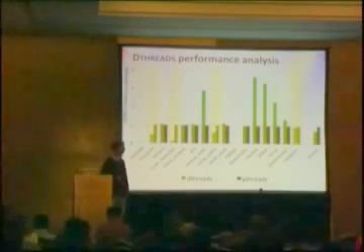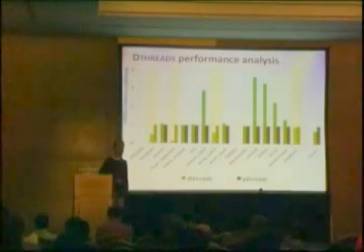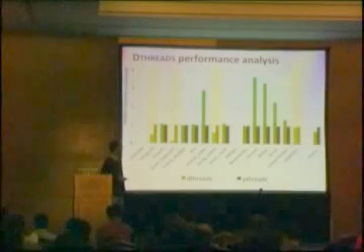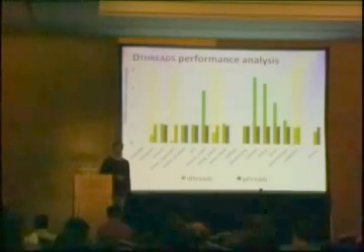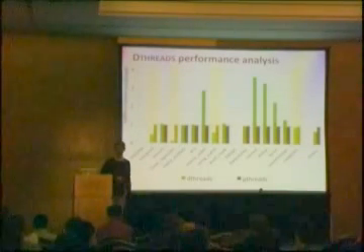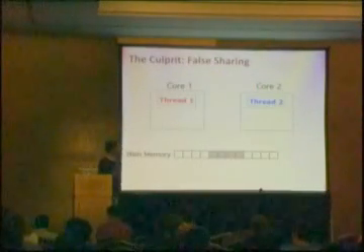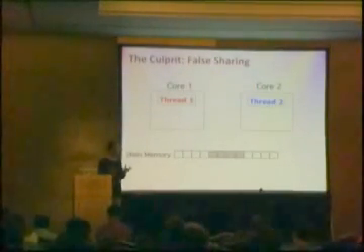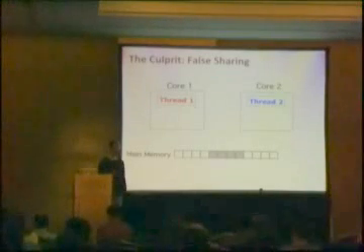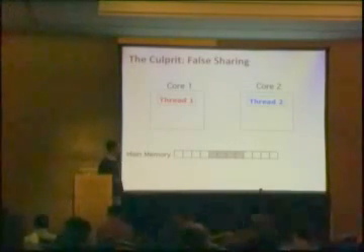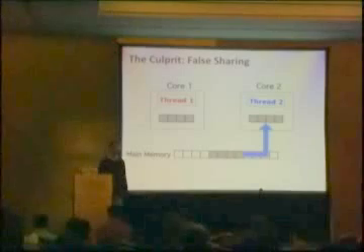Now, here's some cases where Dthreads actually outperforms pthreads. This is a little surprising. It's not a result we're going to complain about, but we want to know why. And it turns out the culprit is false sharing. Now, just to refresh your memory, false sharing occurs when you have 2 threads running on separate cores, accessing distinct variables that happen to fall on the same cache line.